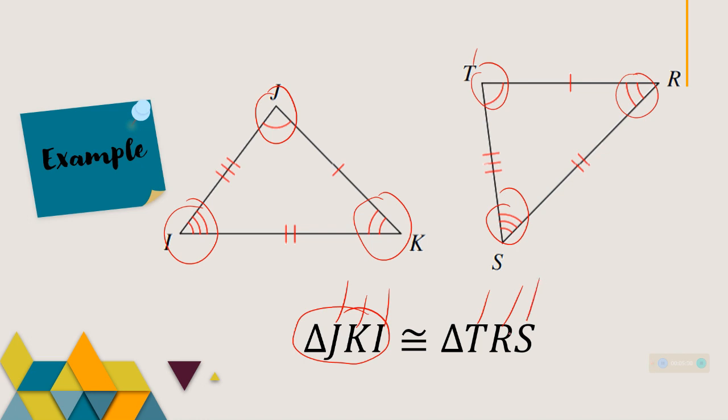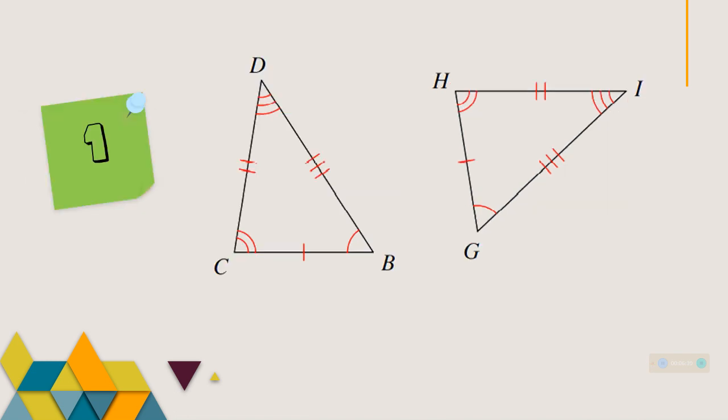So that's why the name of the second triangle is triangle TRS. I hope it is clear for you to make a correct statement based on the two given triangles. Of course, we are going to refer to the tick marks. So let's now have number 1. What do you think should be the correct statement here?